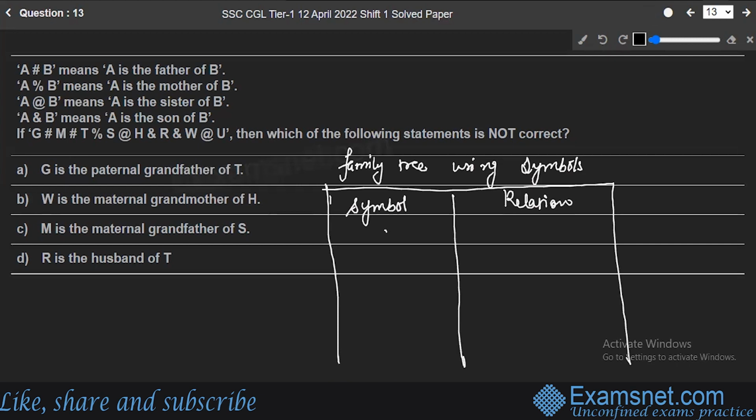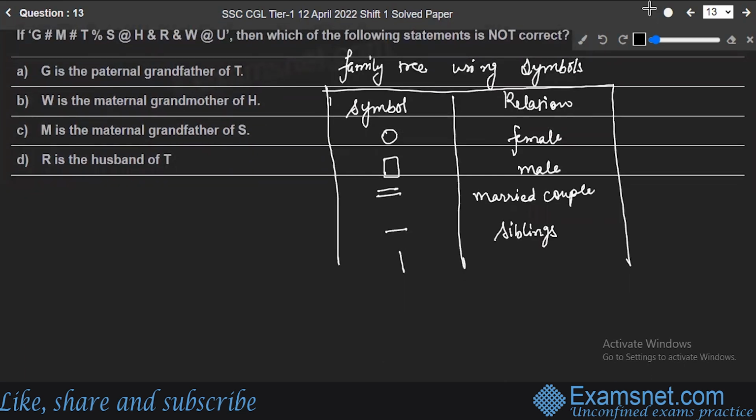If you are having a circle, a square, a double line, a single line, and a vertical line. A circle in our case will represent a female, a square a male, a double line a married couple, and we will represent siblings with a single line. A vertical line will represent difference of a generation. All right. Okay, so let's move further now.